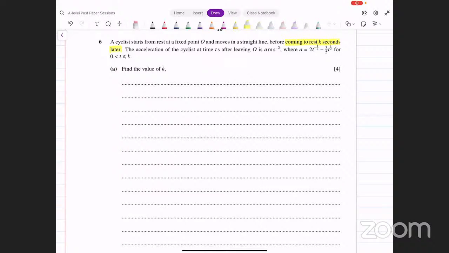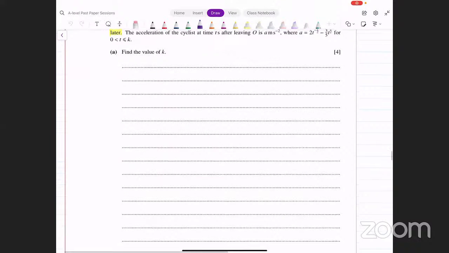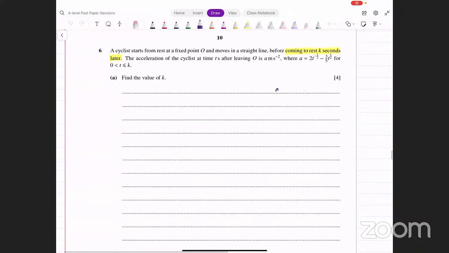The acceleration of the cyclist at time t seconds after leaving O is a meters per second square, where a equals this thing. इसने ये बता दिया आपको. ठीक है. Find the value of k. अच्छा. A equals 2t raised to power -1/2 minus 3/5 t raised to power 1/2. ये आपके पास एक्सेलरेशन का फॉर्मूला.